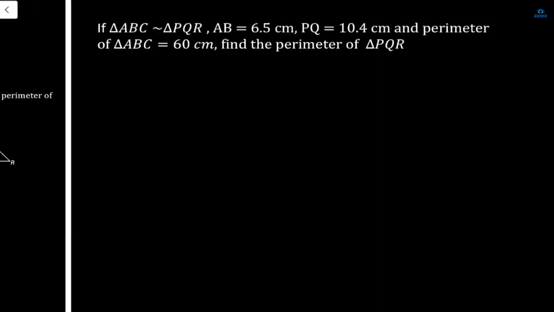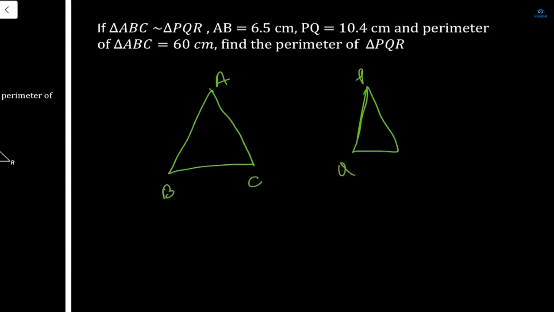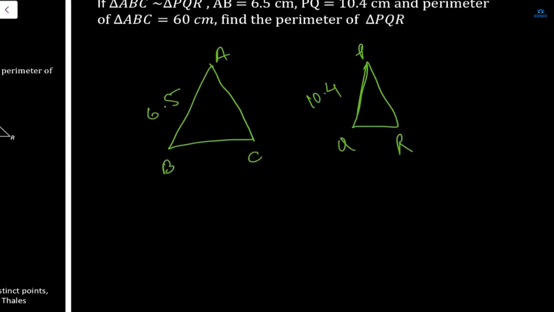Do this question. Two triangles are given, ABC and PQR, so you are going to draw them the same way. AB is 6.5, PQ is 10.4, and the perimeter of ABC is, perimeter means what? AB plus BC plus AC is equal to 60 centimeters.